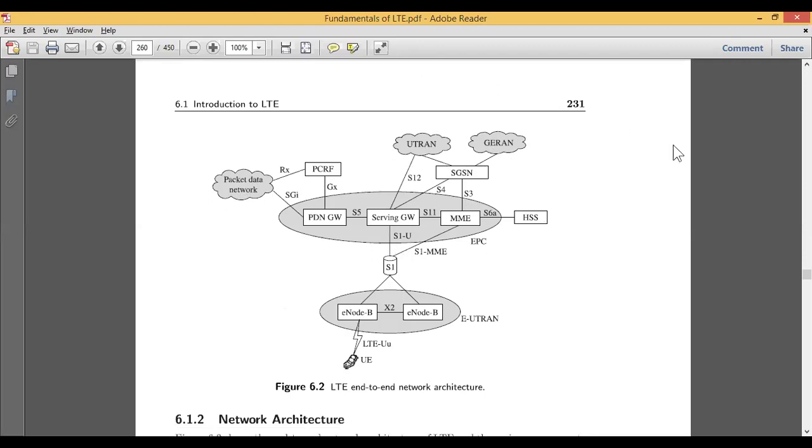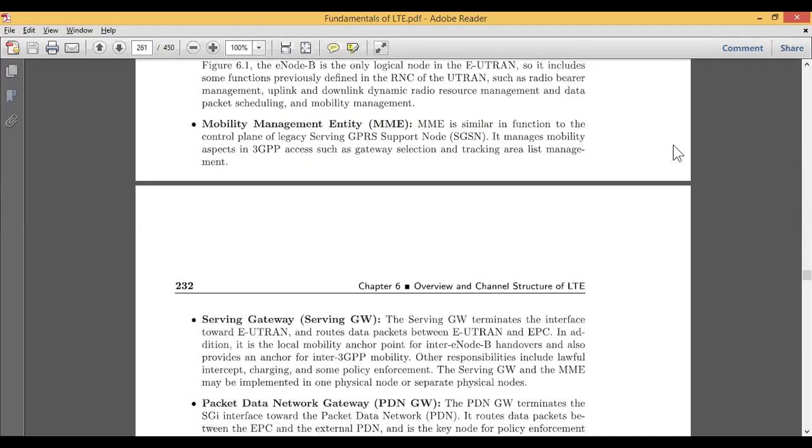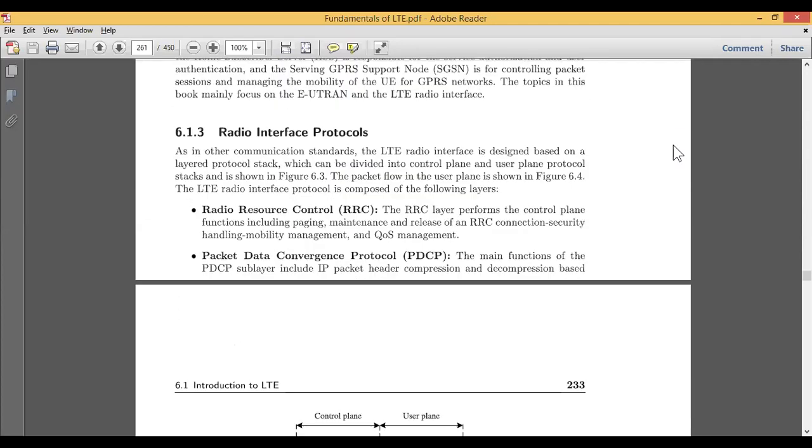Now, other than this network architecture, after studying the network architecture, we come across the radio interface protocol. These radio interface protocols are dependent upon the control plane and user plane protocol stack that we have seen in module number 5. Based on the layers of the LTE, which fall under the category of layer 2, those layer 2 protocols are divided into different categories. Here we will see one by one how the radio interface protocol is composed and designed.